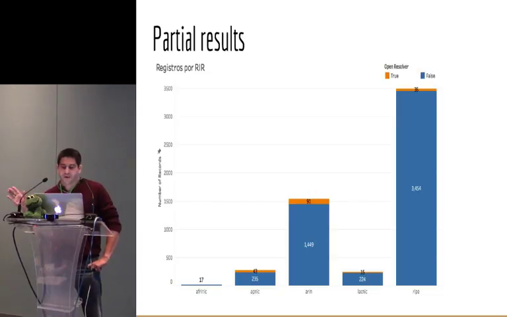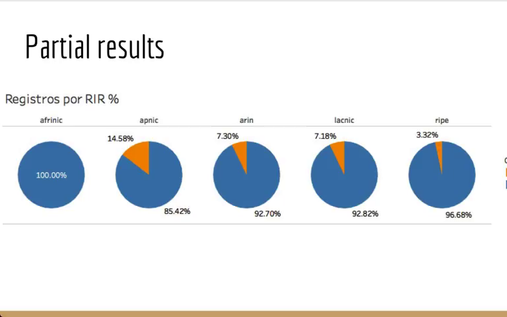But for example, for RIPE, we have people from all the regions here. We found 36 open resolvers, most right, and 3,454 that are not open resolvers. Here is the same data, now shown in a different way, pie charts, but in percentages.